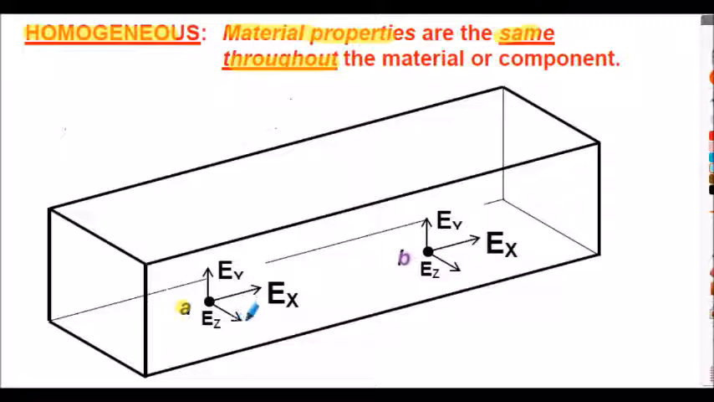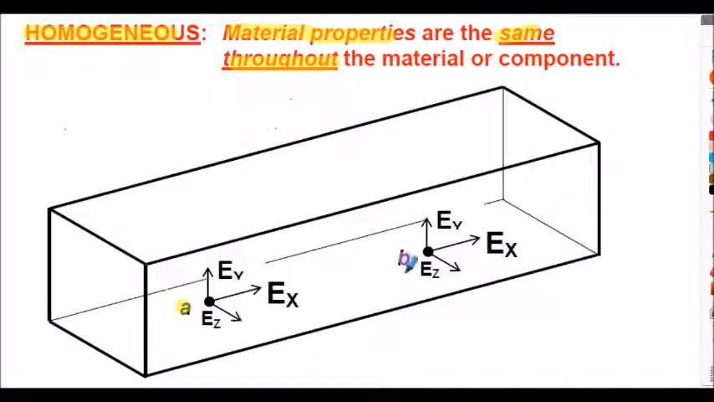What homogeneous means: at point A, we have three directions, X, Y, and Z, and it's showing that the elastic modulus is different in the three directions. We have a large elastic modulus in the X, a slightly smaller elastic modulus in the Y, and a smaller elastic modulus in the Z. What homogeneous means is that the material properties are consistent throughout the structure.